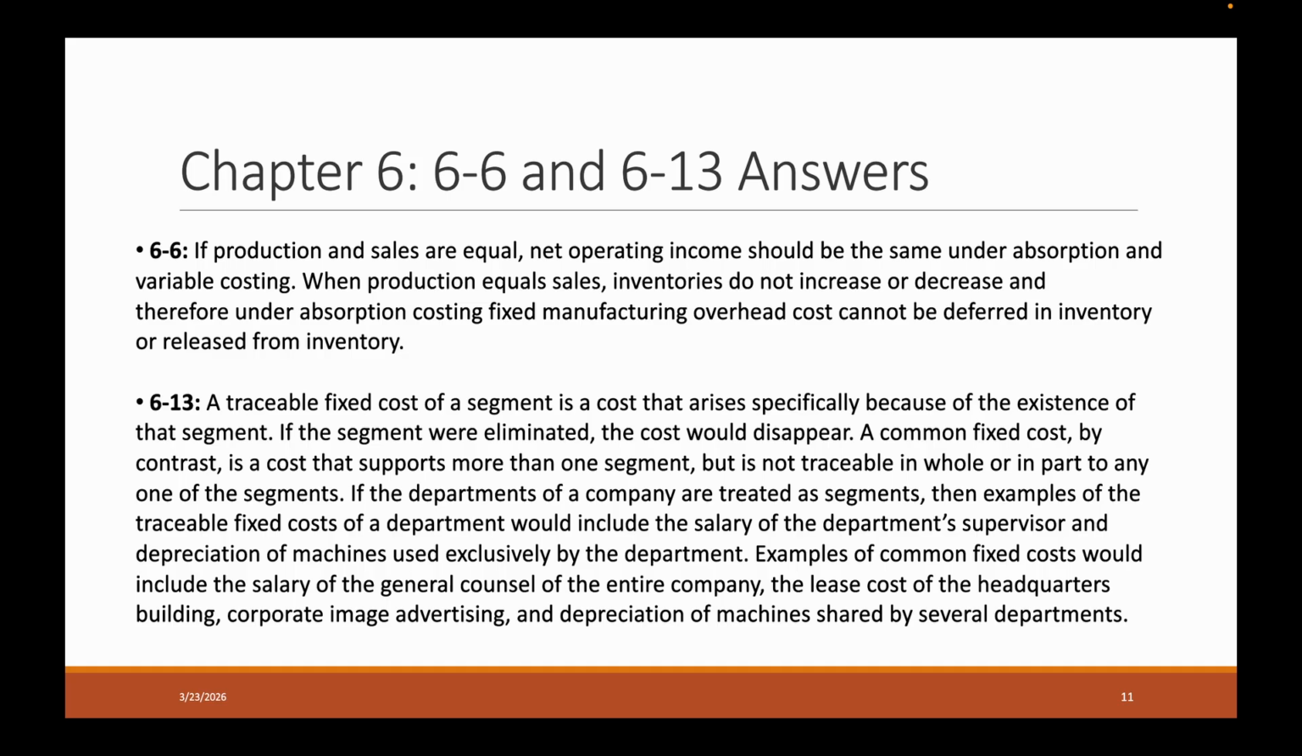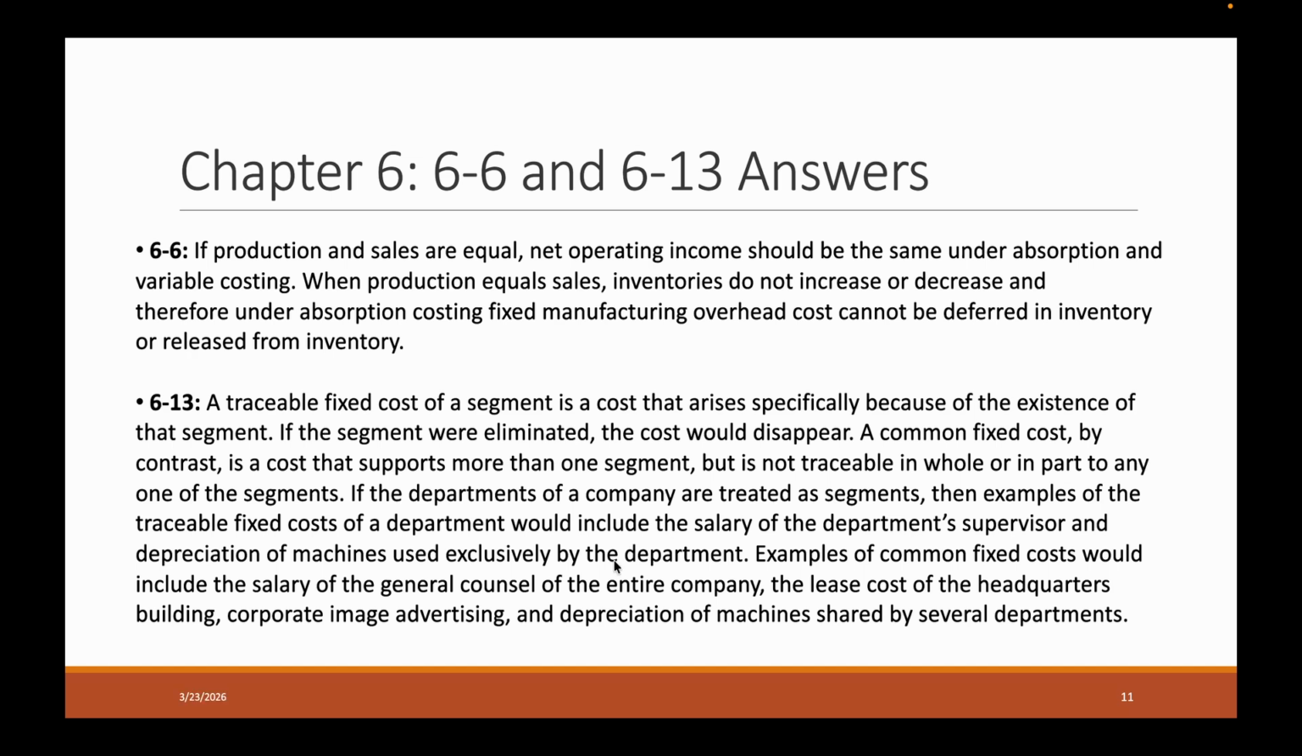A common fixed cost, by contrast, is a cost that supports more than one segment, but is not traceable in whole or in part to any one of the segments. If the departments of a company are treated as segments, then examples of the traceable fixed costs of a department would include the salary of the department supervisor and depreciation of machines used exclusively by that department. So it's specific to that department, it's traceable there to that department.